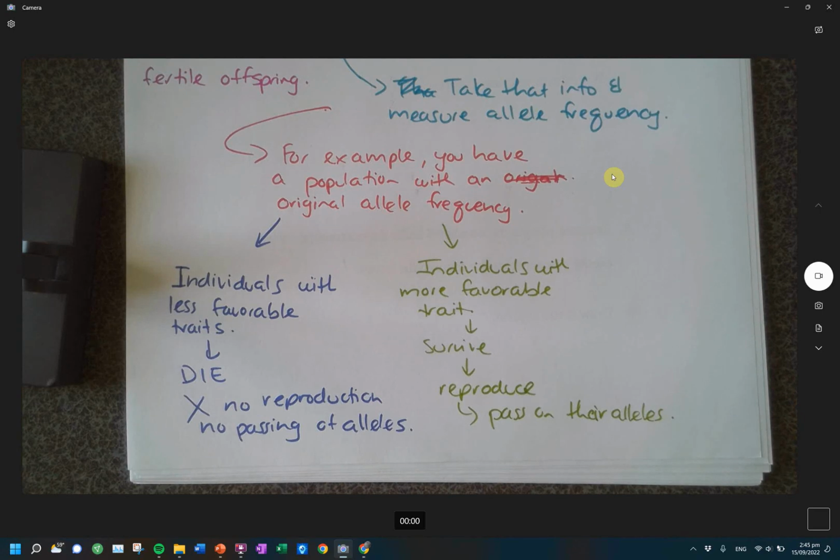So this is what we refer to as, I'm just trying to see what color I haven't used yet. I think I've used them all. I haven't used that one.